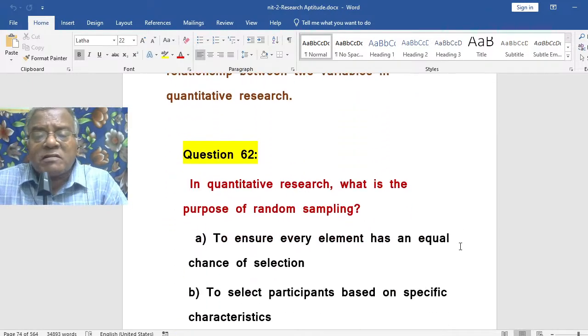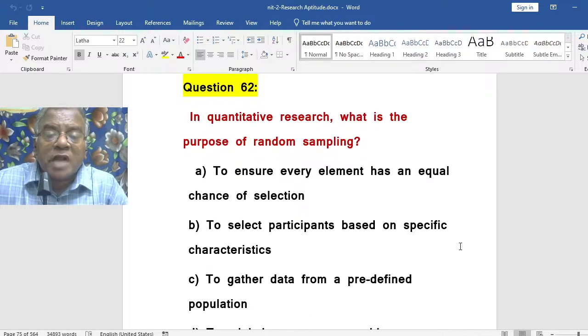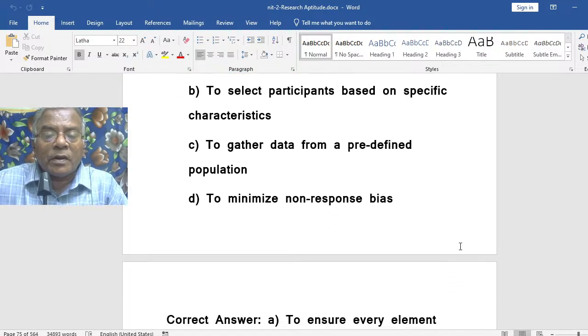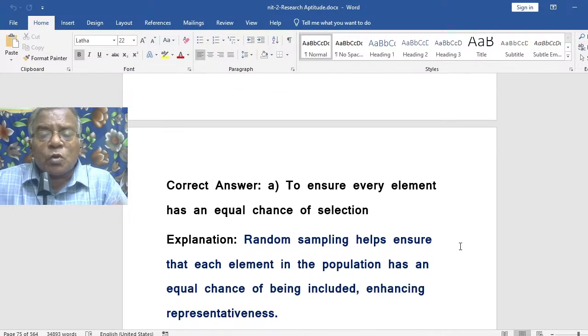In quantitative research, what is the purpose of random sampling? Out of four alternatives, which is the correct one? That is to ensure every element has an equal chance of selection.